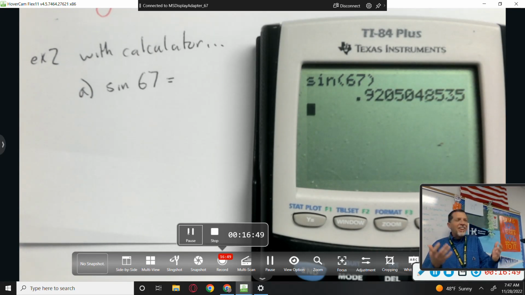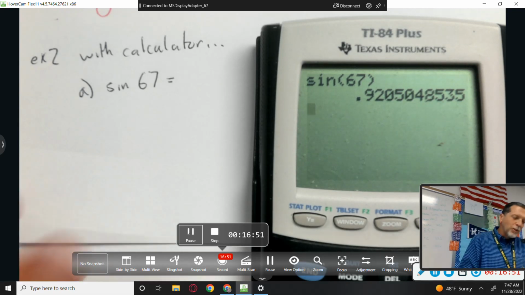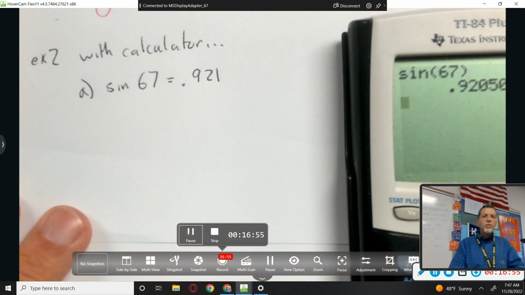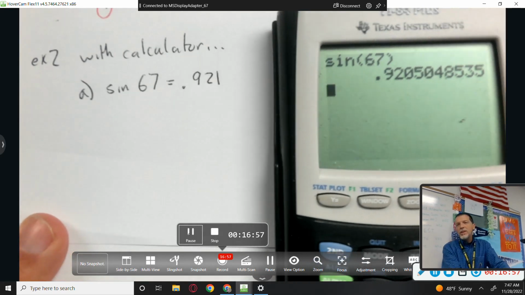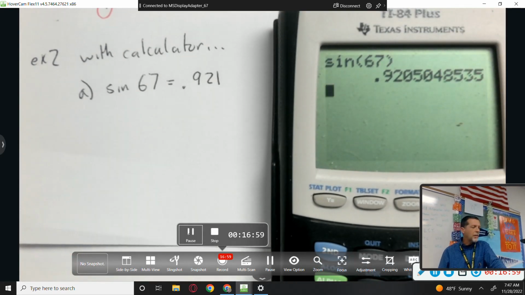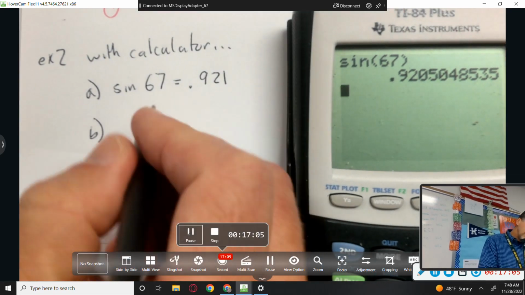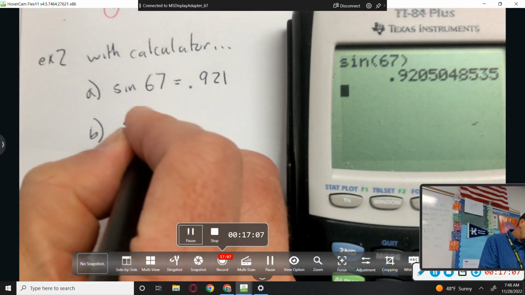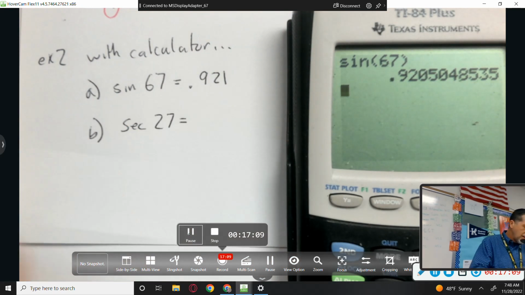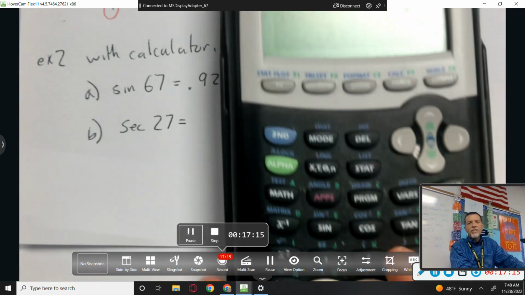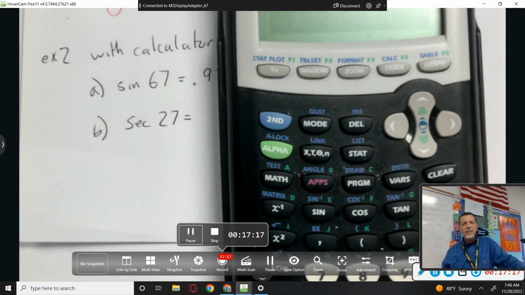Today's pretty easy. Today's like getting some building blocks so that we can do some more stuff with them. 0.921. Let's do 3 decimals because that's what the AP test does. So we'll just kind of get in the habit of that early on. Okay, but secant of 27 is a little harder because there's not a secant button on the calculator. The only buttons you got are sine, cosine, and tangent.